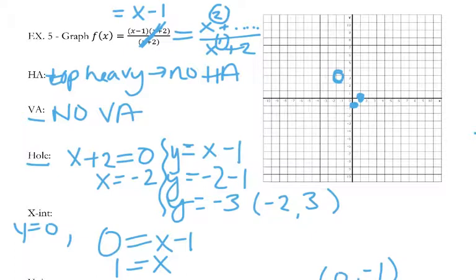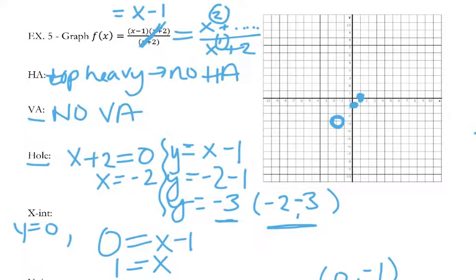My graph looks a little funny. I just realized why. My hole was at negative 2. I said it was at 3, but it's at negative 2, negative 3. So add that negative. Let's move that hole. So it should be at negative 2, negative 3. There we go. Okay, so I have 2 points on my graph. I have no vertical asymptotes, no horizontal asymptotes.